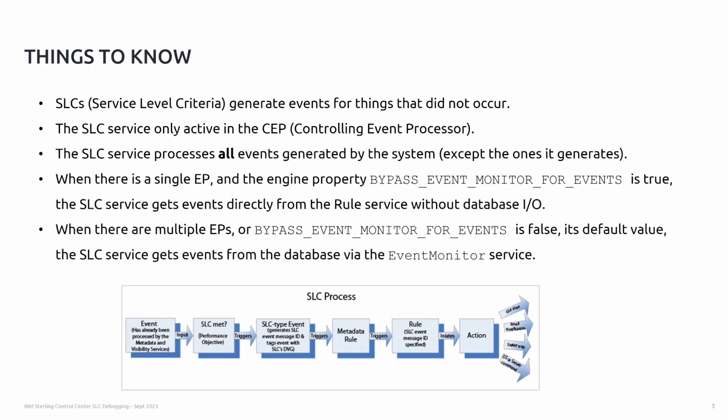This picture below kind of shows the flow of events in the system. All the events, whether they're coming from the rule service, when you've got that bypass event monitor for events property set to true, or from the event monitor service, come into the rule service. It's got all your SLC definitions, and if they're not being met, those timers go off and generate the did not occur events. They go to the DBG service, then to the metadata rule service where your metadata rules are applied, and then finally to the rule service. And if you have your rules in place to watch for those did not occur events, then actions can be taken. You could be notified or whatever.